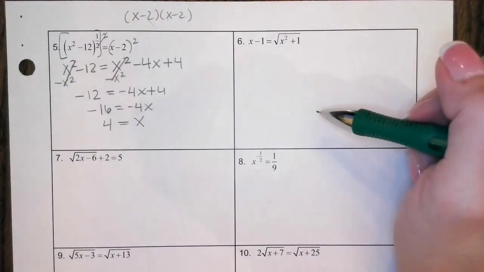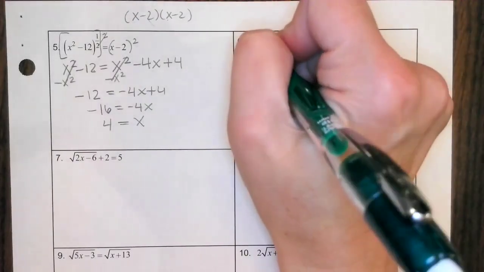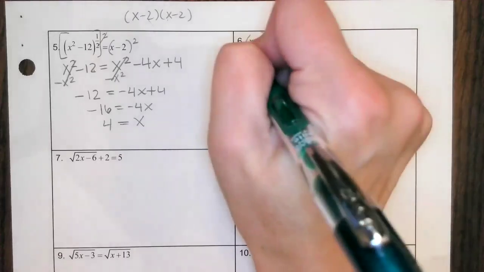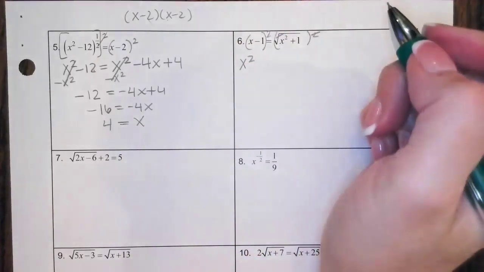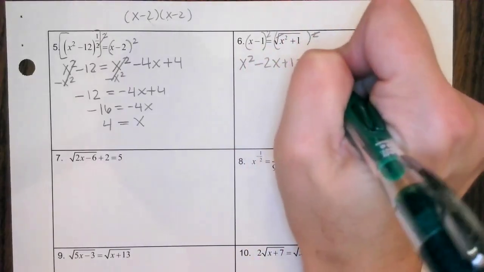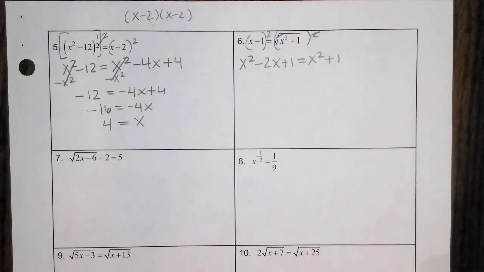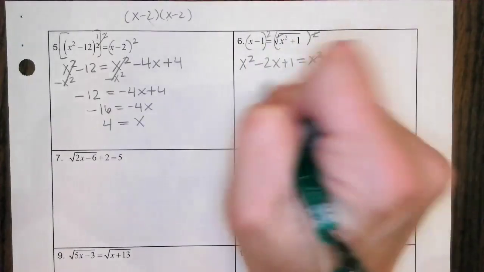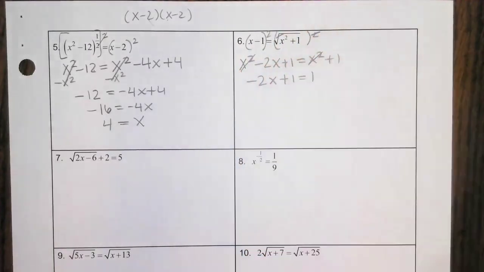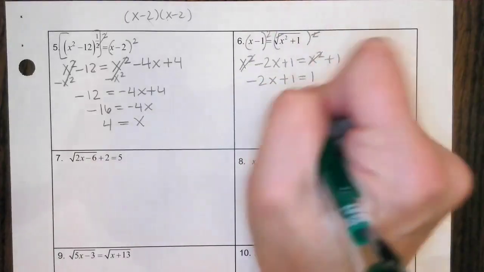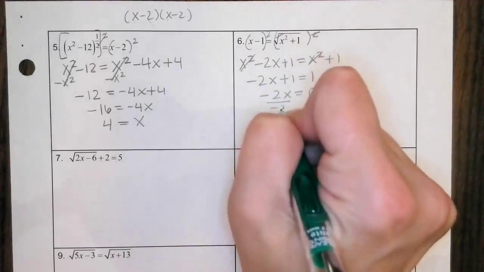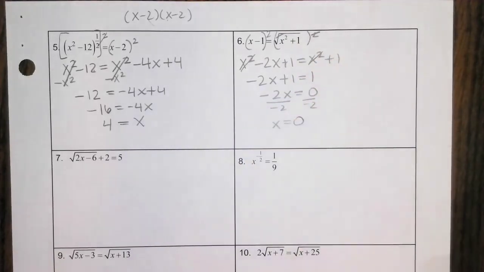All right, we've got another one like that one here, and so I'm going to go ahead and square both sides to get rid of my square root. I'm going to FOIL x minus 1 squared, so that's going to be x squared minus 2x plus 1. And then my x squared plus 1 is freed. When I subtract the x squared to the other side, they're going to cancel again, so I'm left with negative 2x plus 1 is equal to 1. I subtract the 1 and I get negative 2x is equal to 0. We divide by negative 2 and we get x is equal to 0.